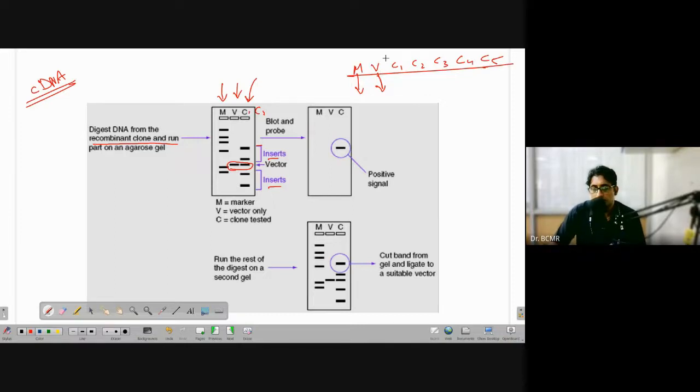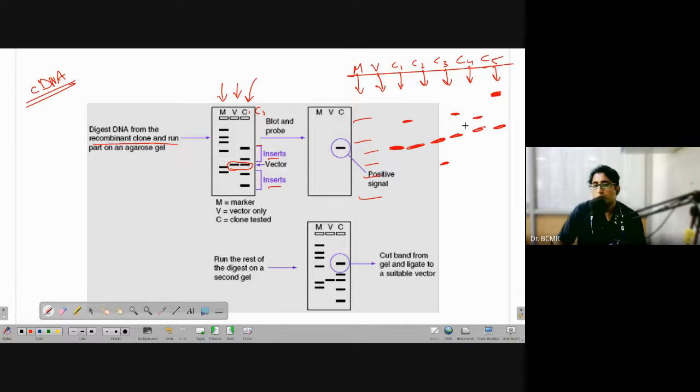In the previous slide, I was only describing one example. Here you could have tested many colonies, not just one. And then you would try to find out which of these clones actually has the fragment of my interest. The marker, as usual, will give numerous bands. The vector will give one band upon digestion, of course. Each of the clones will form a vector band like this, and they may have some additional bands like this.